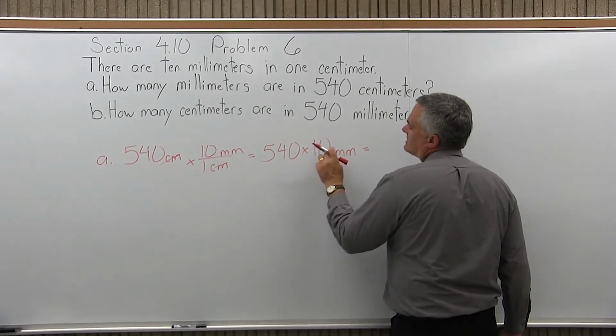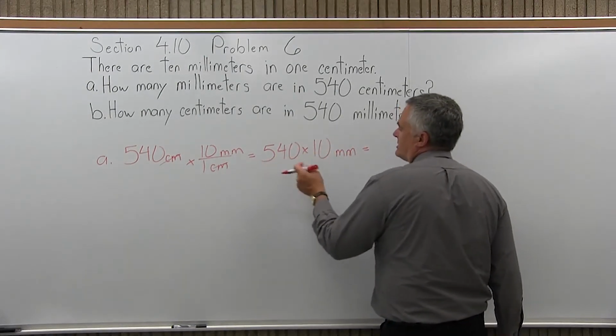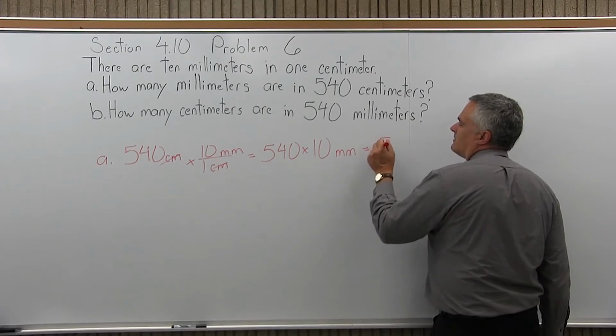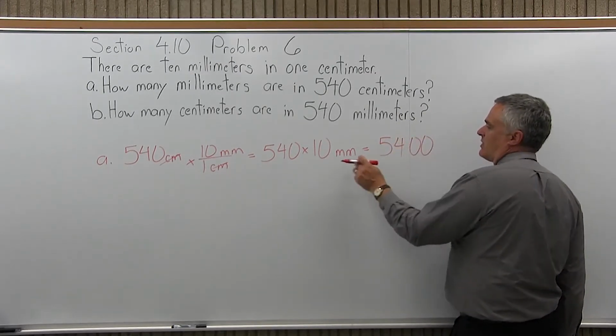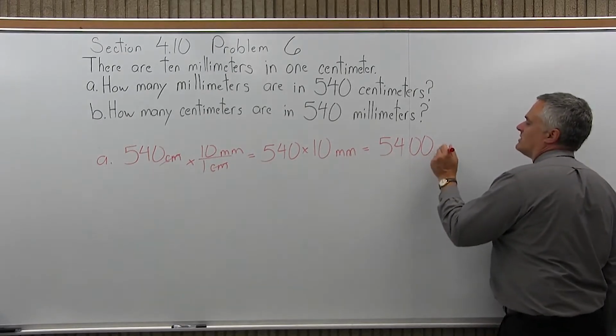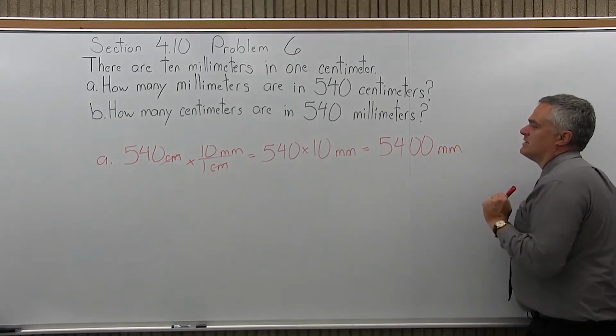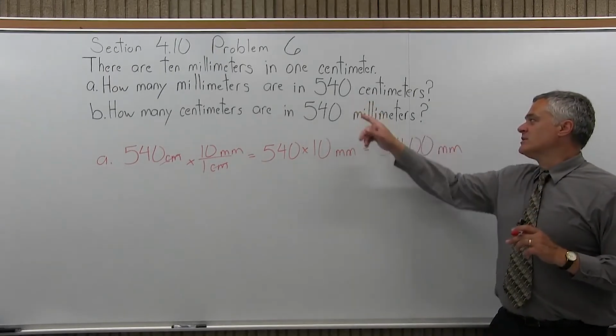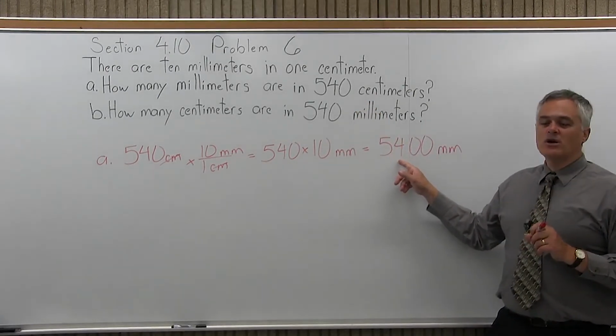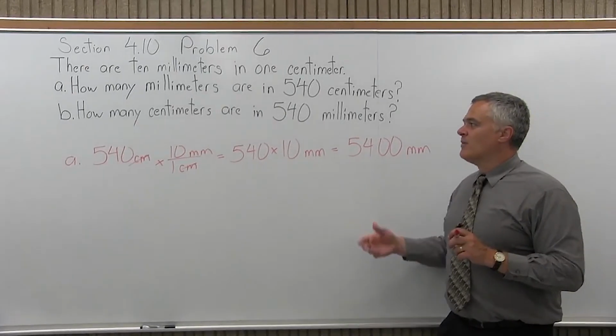And that multiplication is easy enough. The times 10 is just going to tack one more zero on to the 540. So 540 with one extra zero is 5,400, and my units of measure will be millimeters. So part A, how many millimeters are in 540 centimeters? There are 5,400 millimeters.